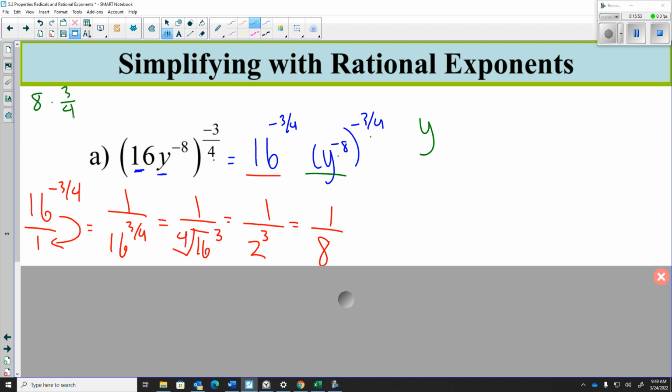8 times 3 over 4, remember you can write that as a fraction, multiply top, multiply bottom. That's 24 over 4, right? You guys okay with that? Multiplying fractions, so this turns into y to the 24 over 4 power, and now it's positive, because the negative times the negative is positive. What is 24 over 4? That wasn't too bad, right?